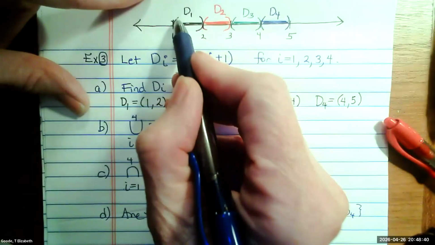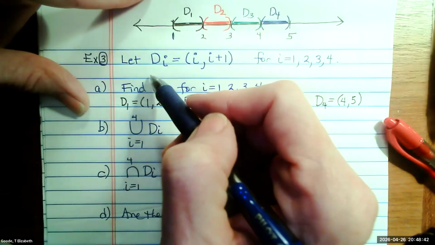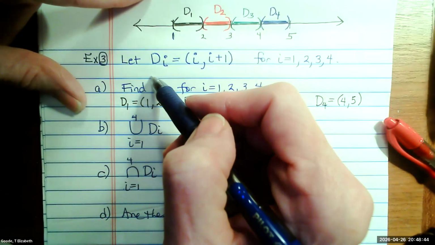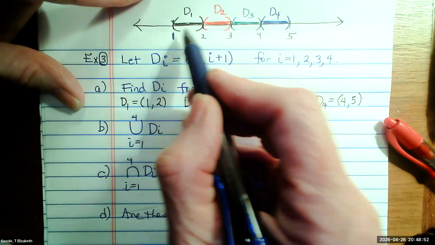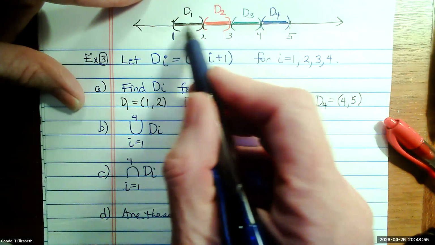Yes. Which one? The D1. Well, wait a minute. This is a soft bracket, and that means we're not including the endpoint. Okay. So I'll ask you the question again. Is the number 1 an element of any of these?